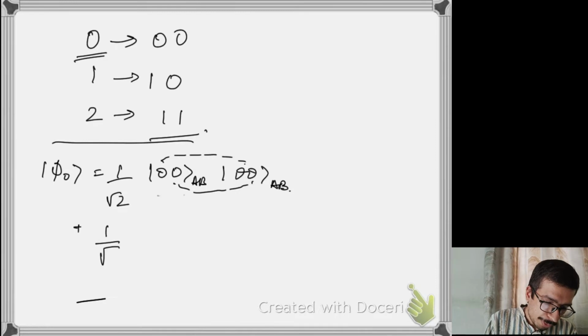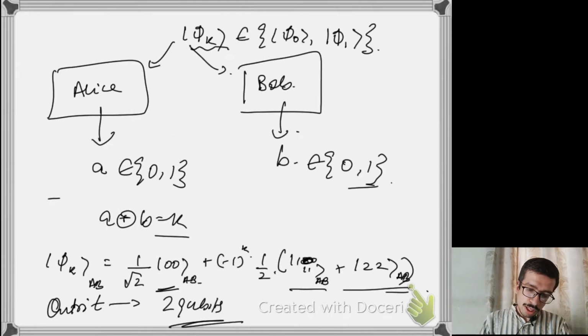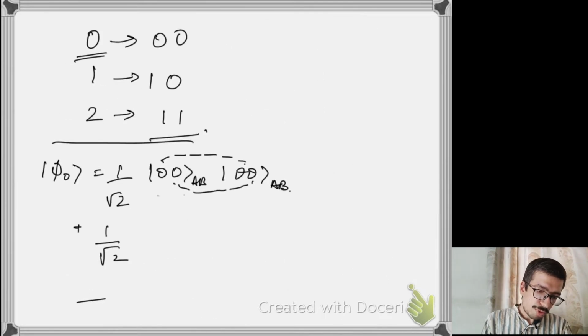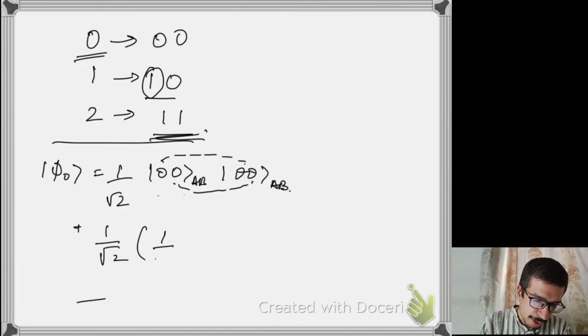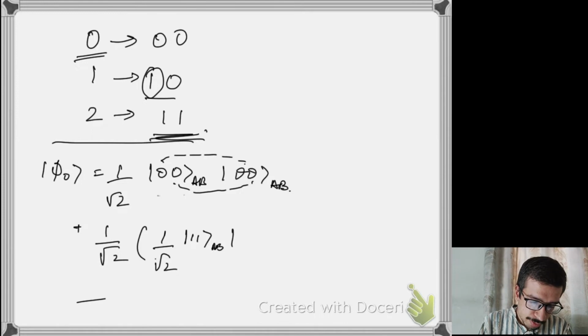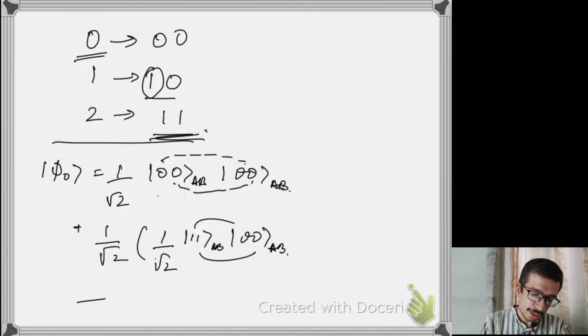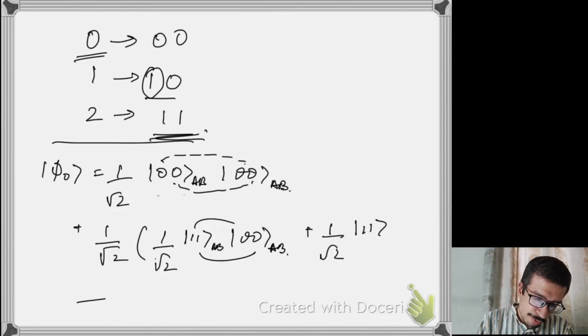Plus 1 by root 2 times, now see here, so here I have 1 1 and 2 2, right? So 1 1 is going to be 1 0 1 0 and 2 2 is going to be 1 1 1 1. But what I'll do is that I'll separate out their first bits first, and then I'll separate out the second bits first. So I'm going to write it as 1 by root 2 1 1 AB, 0 0 AB, right? So essentially both are actually 1 0, but I'm writing it in this way, and I'm going to write it as 1 by root 2 1 1 AB. So these two ones 1 1 AB, right? So essentially it's 1 0 1 0 and this is 1 1 1 1.